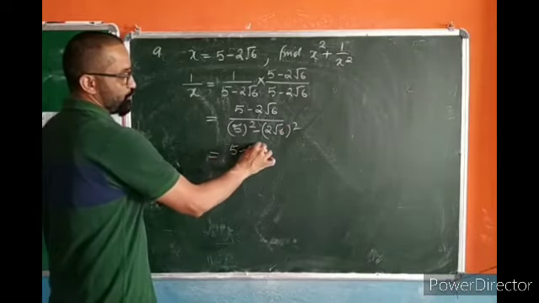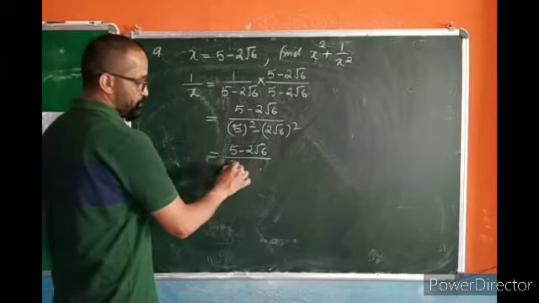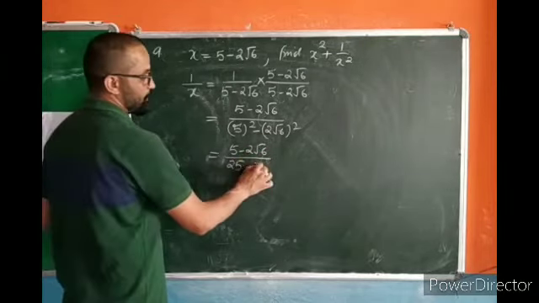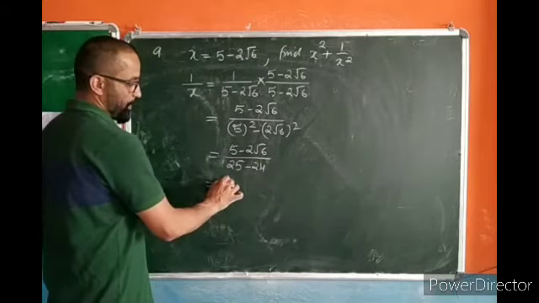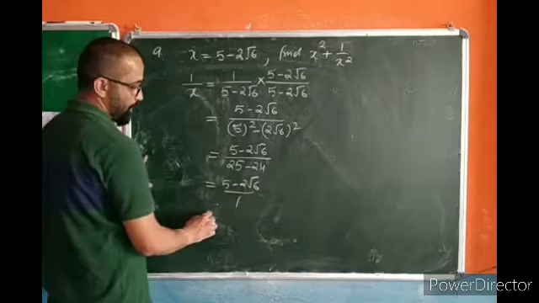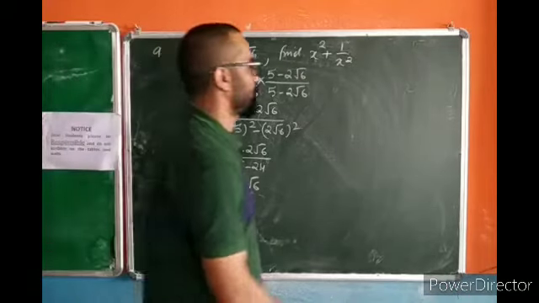5 minus 2 root 6. 25 minus 2 into 2 is 4, 4 into 6 is 24. We get 5 minus 2 root 6 divided by 1. We got the answer.